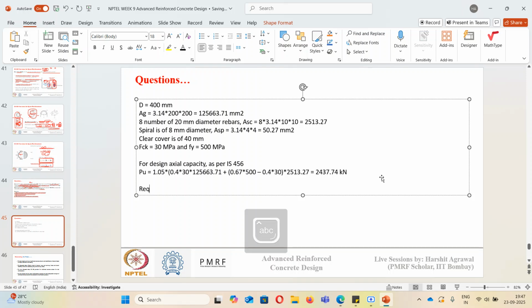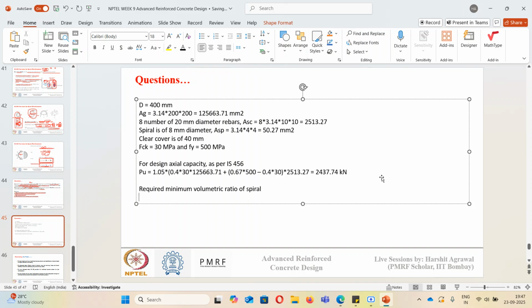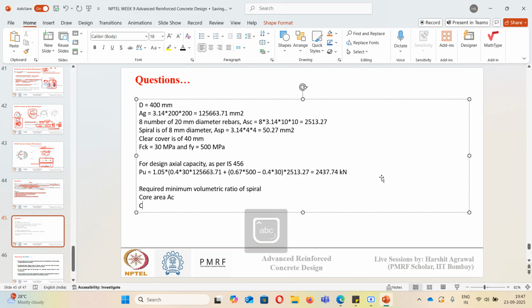Now, what is the required minimum volumetric ratio of spiral? For this, we first need to calculate the core area, AC. The core area will be calculated from the core diameter, so we need to calculate the core diameter first.